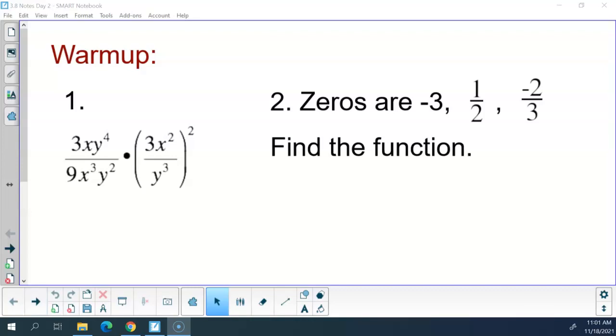So 2 warm-up problems today. 1 simplify, 1 find me the function. Go for it.